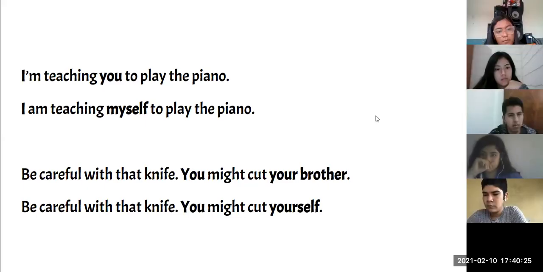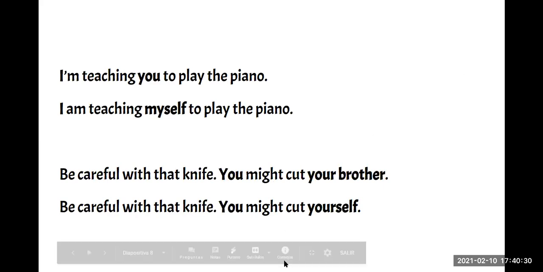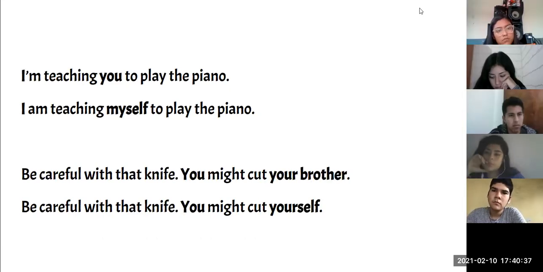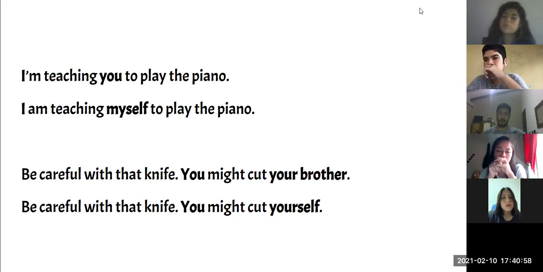What is the difference between them? What do you think? The first one is doing the action to someone, and the second one is to himself, expressing that. And I am teaching myself to play the piano. They are talking about the same person.